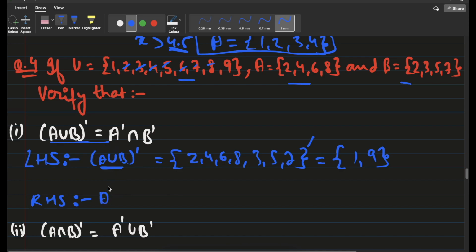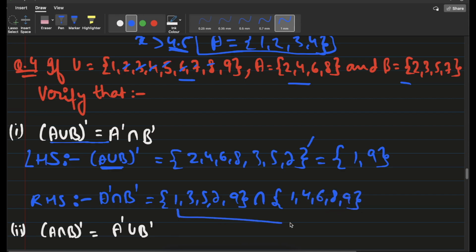What is RHS? A complement intersection B complement. Now what is A complement? A complement is 1, 3, 5, 7 and 9. Intersect it with B complement. What is B complement? 1, 5, 6, 8 and 9. Now intersect these two sets. What are the common parts? I guess 1 and 9 only. So our RHS is also 1, 9. So hence proved, LHS equals RHS.